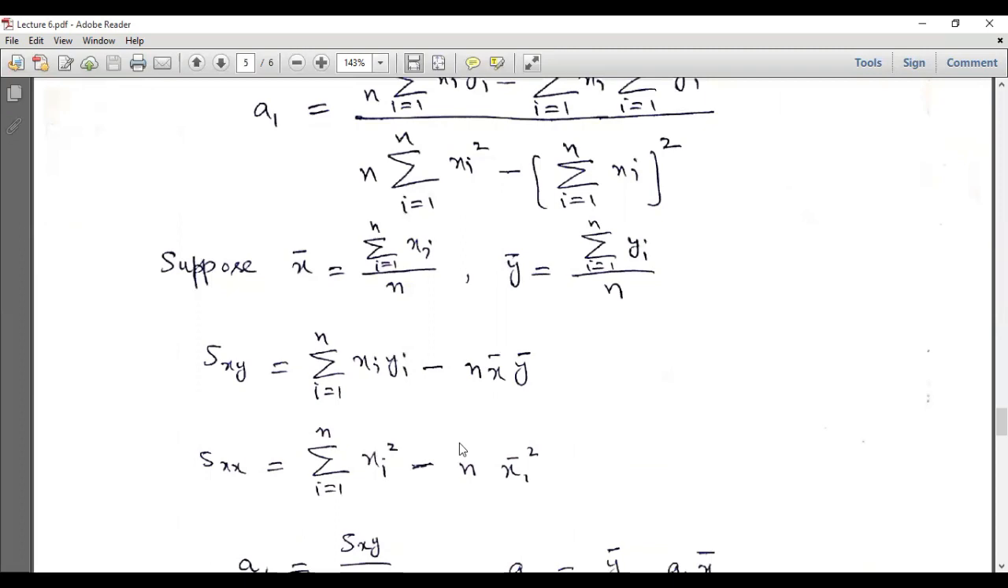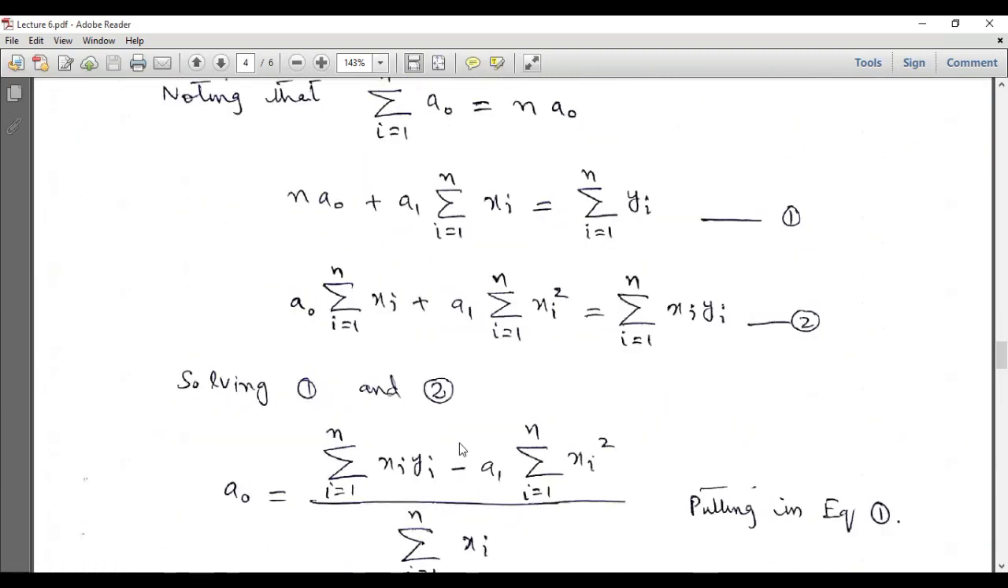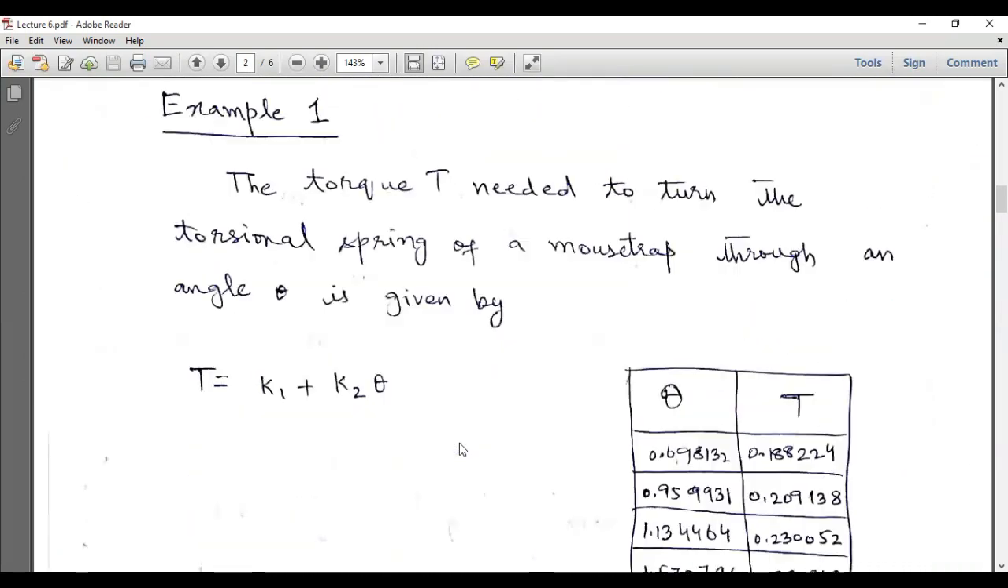And now we are moving towards solving the first example on linear regression. So let's move towards this first example.